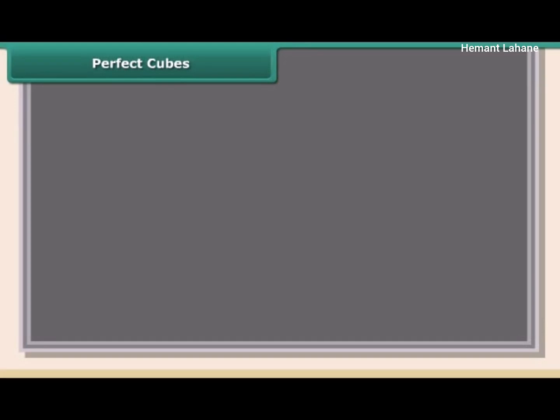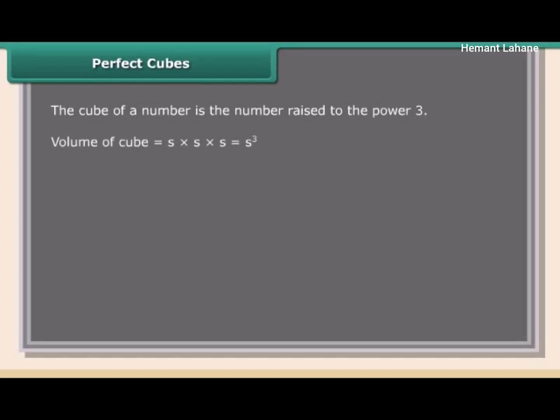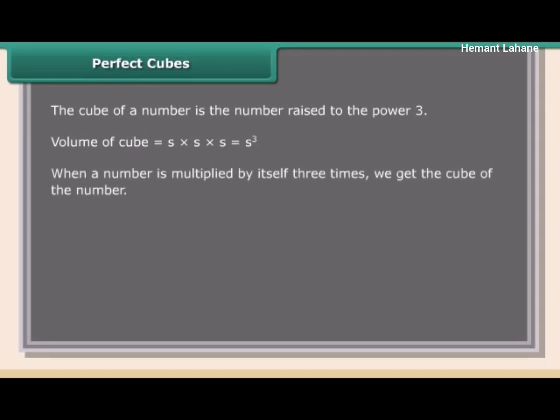Perfect cubes. The cube of a number is the number raised to the power 3. Volume of cube is equal to S into S into S, which is equal to S cube. When a number is multiplied by itself 3 times, we get the cube of the number.